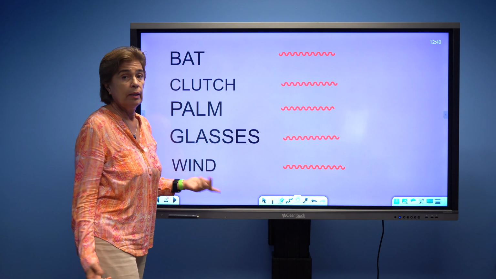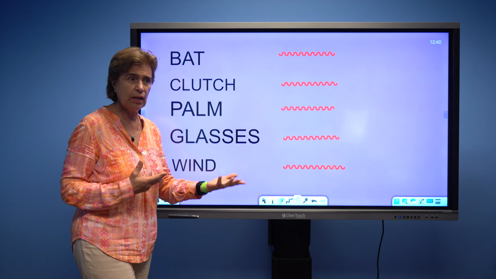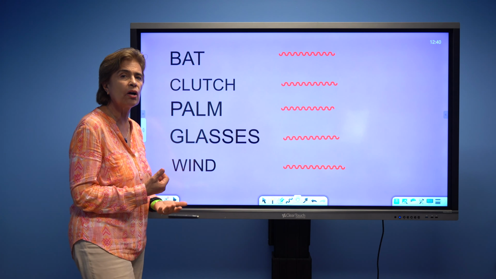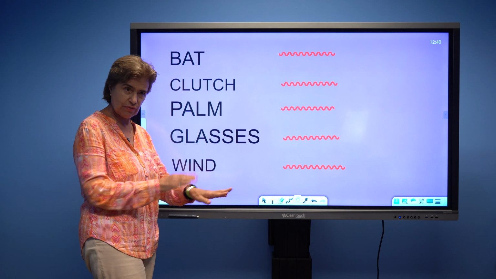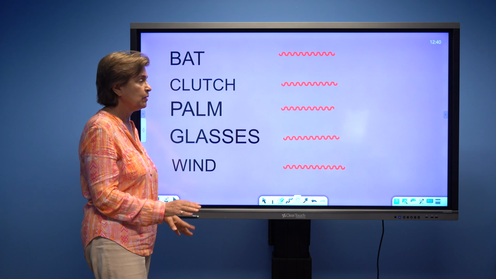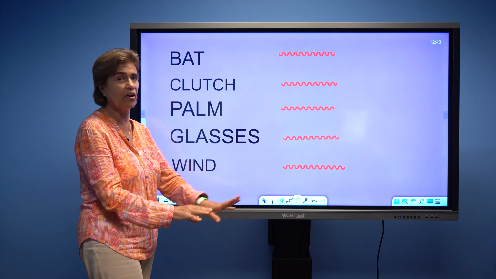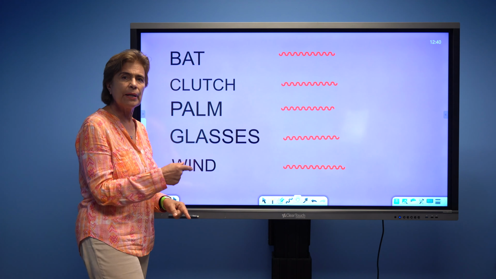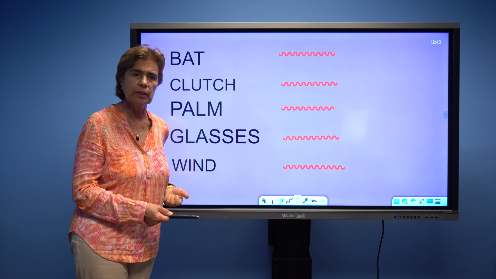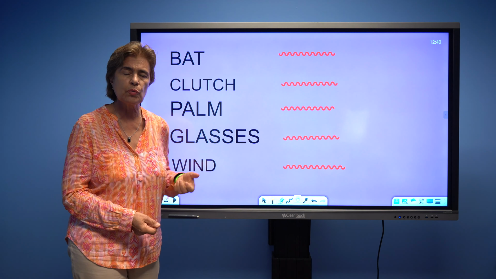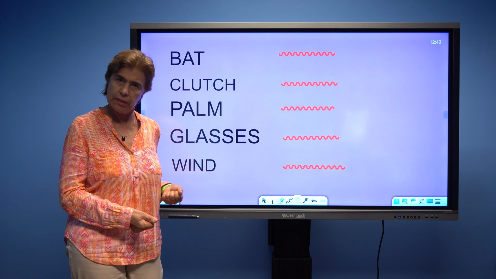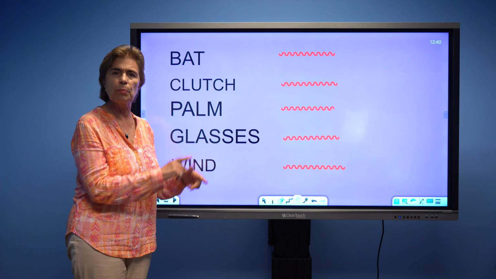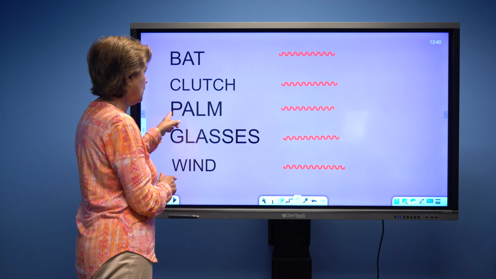Clutch. Clutch is a manual transmission in a car. You need to use the clutch, right? You press with your foot. You have three pedals in that car. It's not an automatic, it's a manual. That's a clutch, but it's also something that you hold. When you hold something close, when you grip something, you're clutching. It's a clutch, and it's a woman's small purse. We call it a clutch.